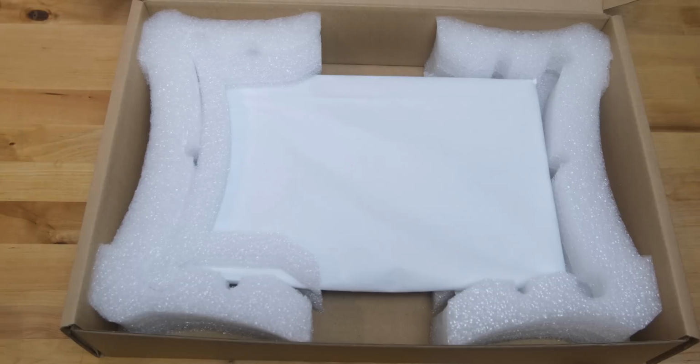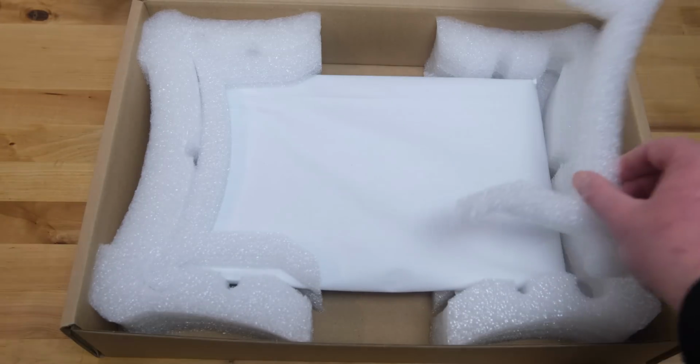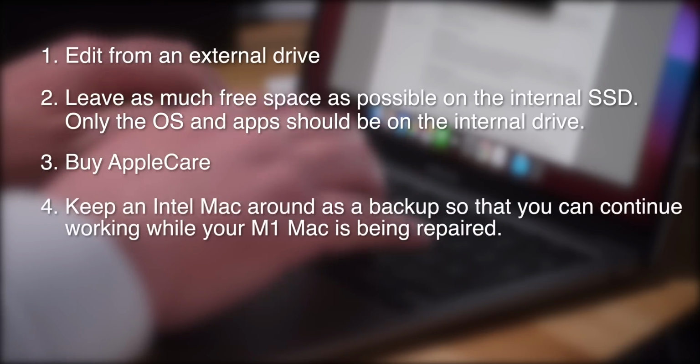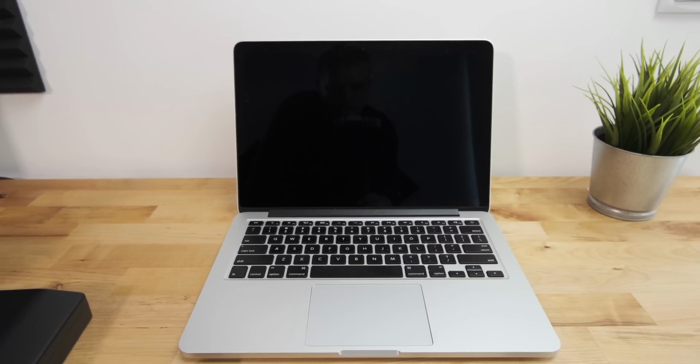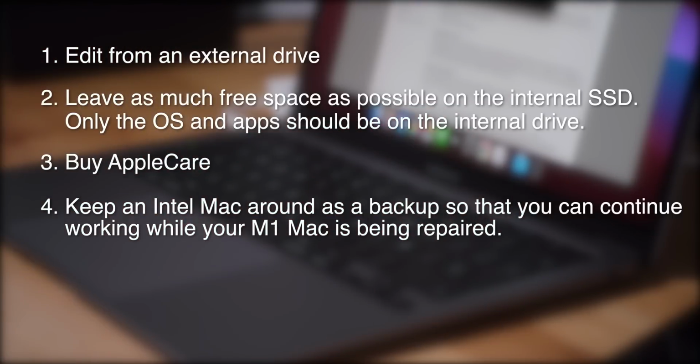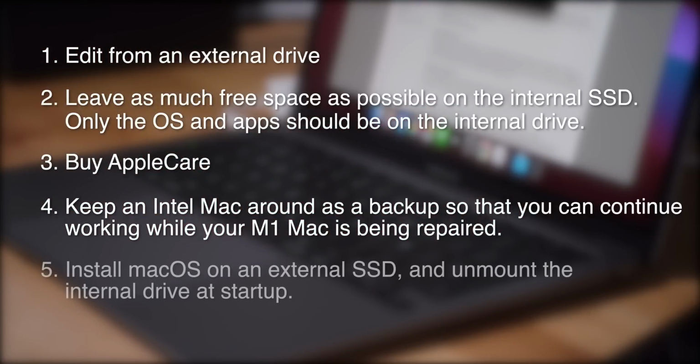Get AppleCare so that Apple will repair the Mac for 3 years instead of just one. Keep an Intel Mac around as a backup so that you can continue working while your M1 Mac is being repaired. And the most extreme option, but also the safest, install macOS on an external SSD and unmount the internal drive at startup. It's inconvenient and adds extra expense, but it ensures that nothing is being written to your internal drive.